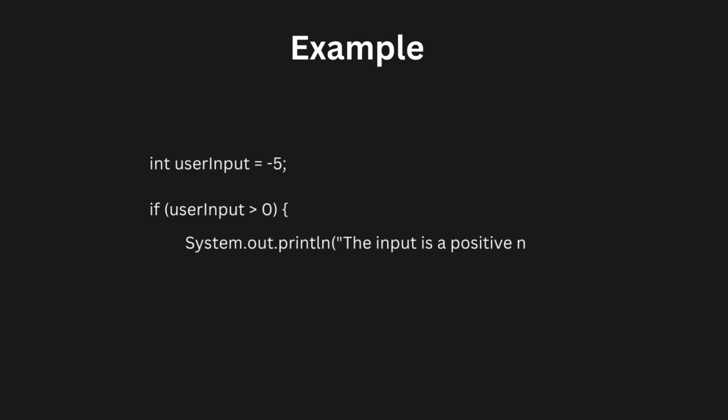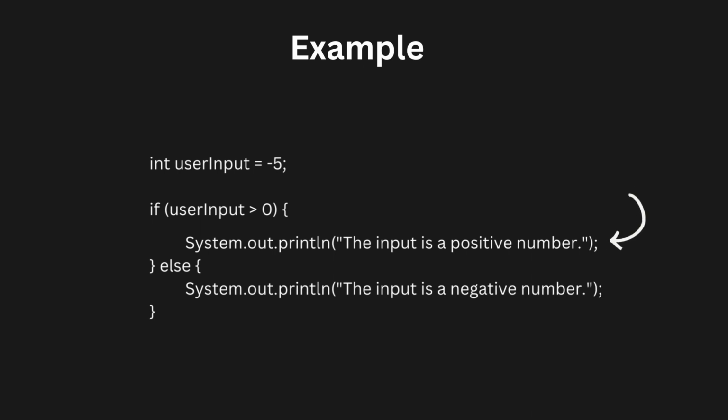Imagine you're writing a program that checks whether a user input is a positive or a negative number. Here's how you could use an if-else statement to do this. In this example, the if statement checks whether the user's input is greater than 0. If it is, the program prints the message, "The input is a positive number." If it's not, the program prints the message, "The input is a negative number."